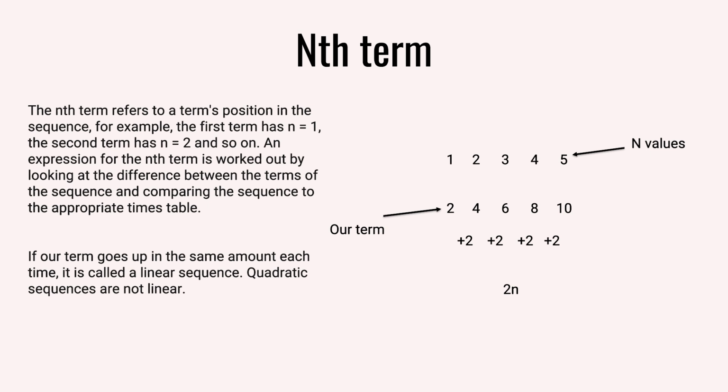As you can see, we have terms with values such as 2, 4, 6, 8, 10, and the normal n values of 1, 2, 3, 4, and 5. In our sequence, the difference between each term is plus 2, so we simply say our nth term is 2n, as it is a doubling of the normal n values. If our terms go up by the same amount each time, it is called a linear sequence. Such that our terms here are plus 2, plus 2, plus 2, and plus 2. It is a linear sequence.